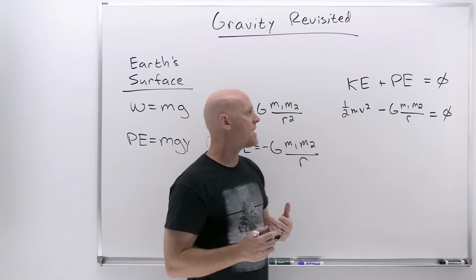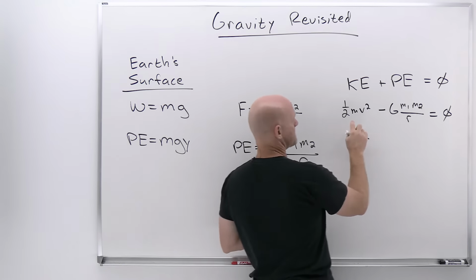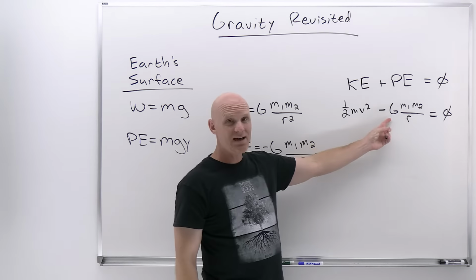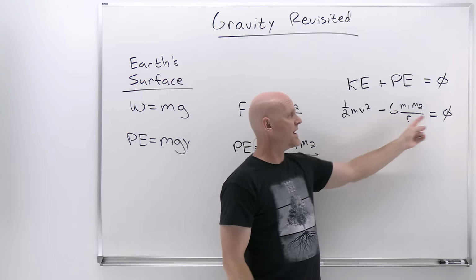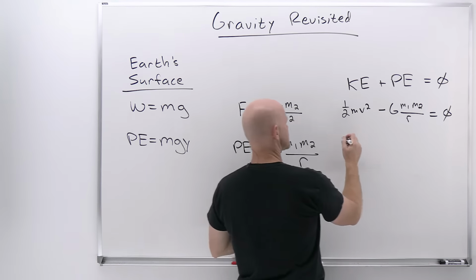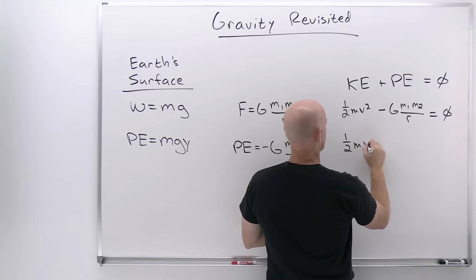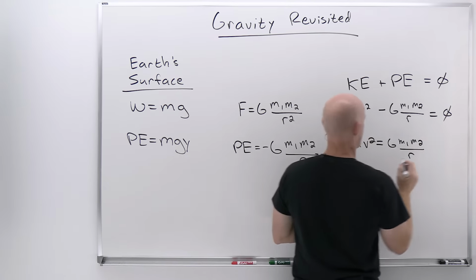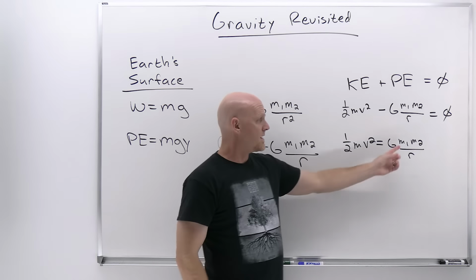Well, right when it's fired off the planet, you've got some kinetic energy and you've got negative potential energy, but they still add up to 0, and we can rearrange this equation. So 1/2 mv squared equals G m1 m2 over r. Now keep in mind the m1 and m2 here.